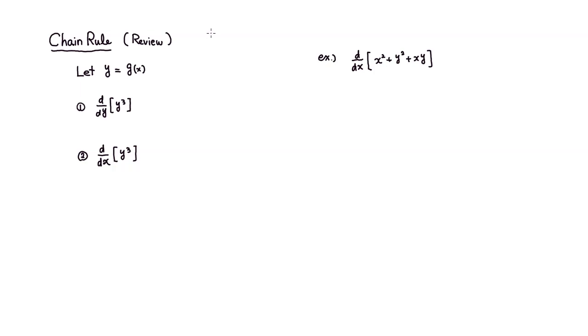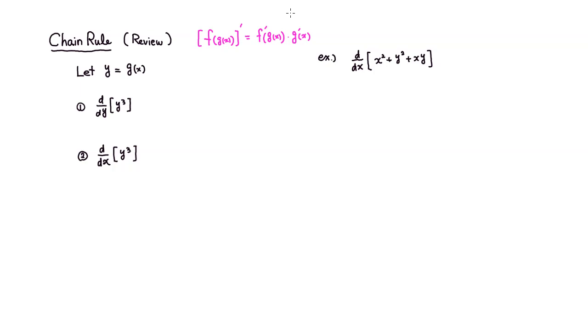If you have a composition f of g of x, then if you want to take the derivative of this composition, what you do is take the derivative of the outside, but the inside function stays the same, then you would have to multiply by the derivative of the inside function. All right, so that was the chain rule.